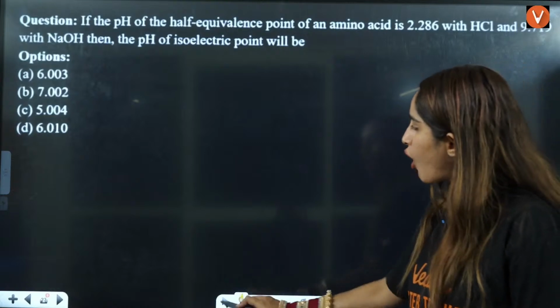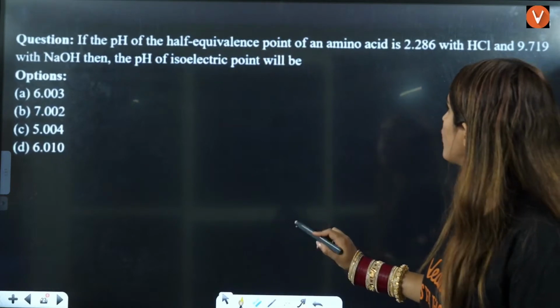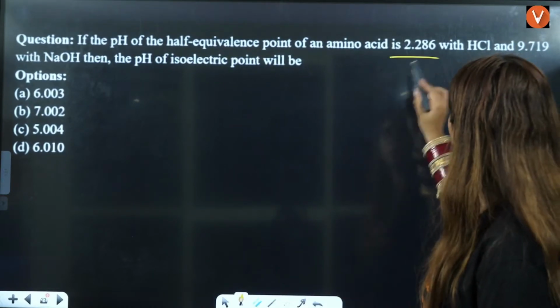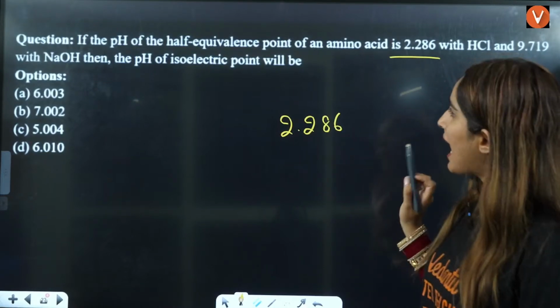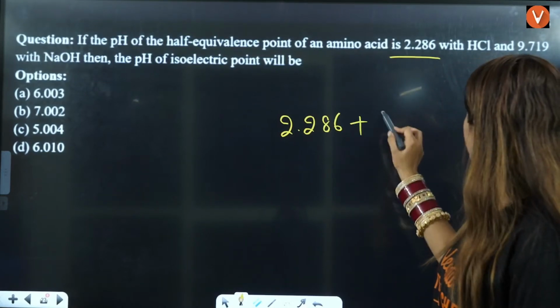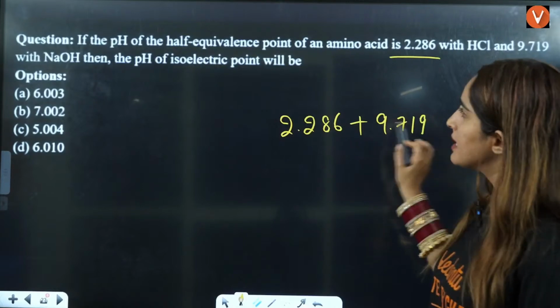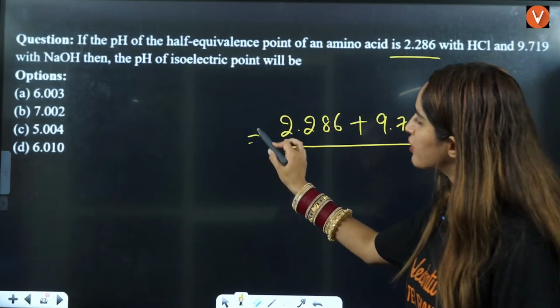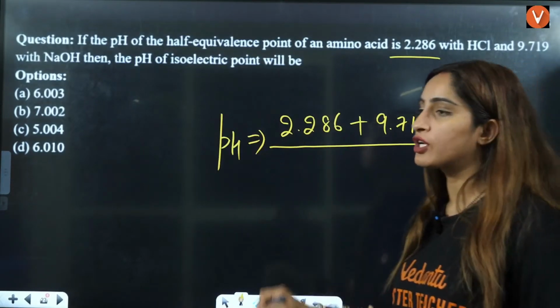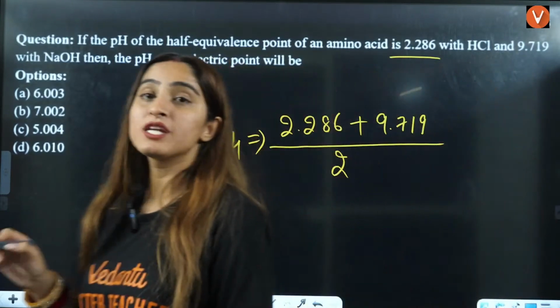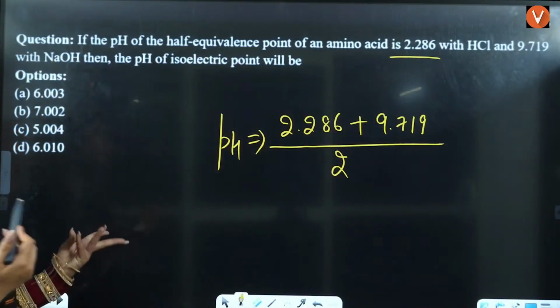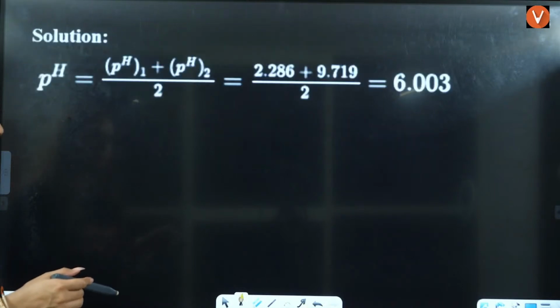If the pH of the half equivalent point of the amino acid is 2.286 and of the base is 9.719, then the pH of the isoelectric point will be the addition of both pH values divided by 2. That is the pH of the isoelectric point if you have a strong acid and strong base. Okay.